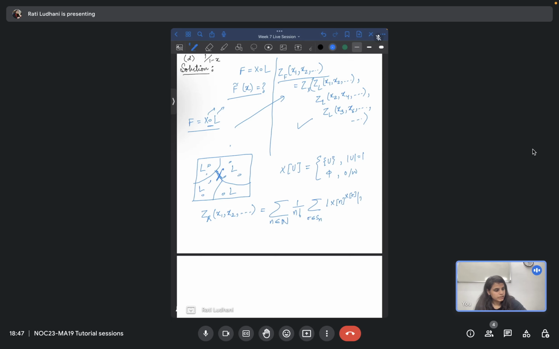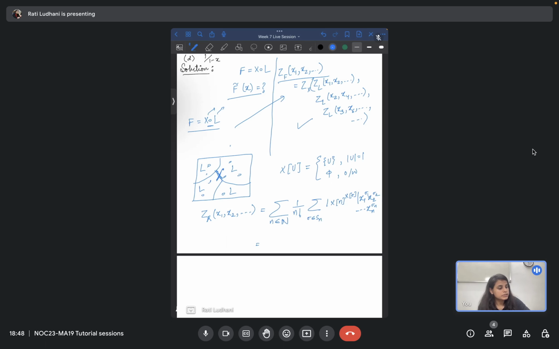So you'll have this, and then x1 raised to power sigma 1. Sigma 1 is the number of cycles of length 1. And here you will get this, and so on up to xn, right? So you need to calculate this value. This is the cycle generating function.